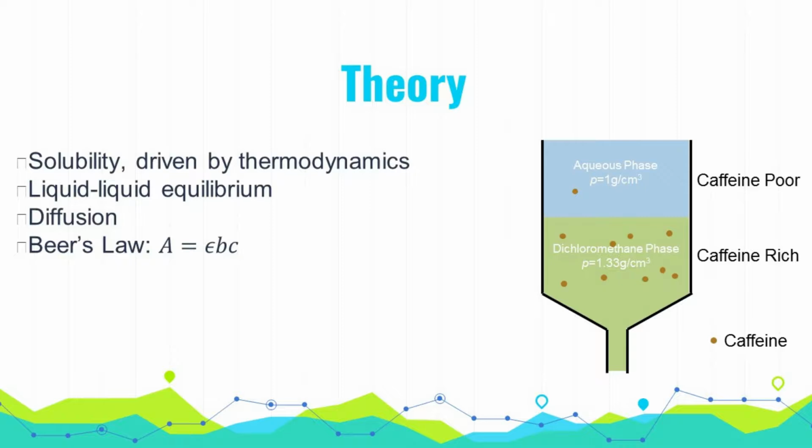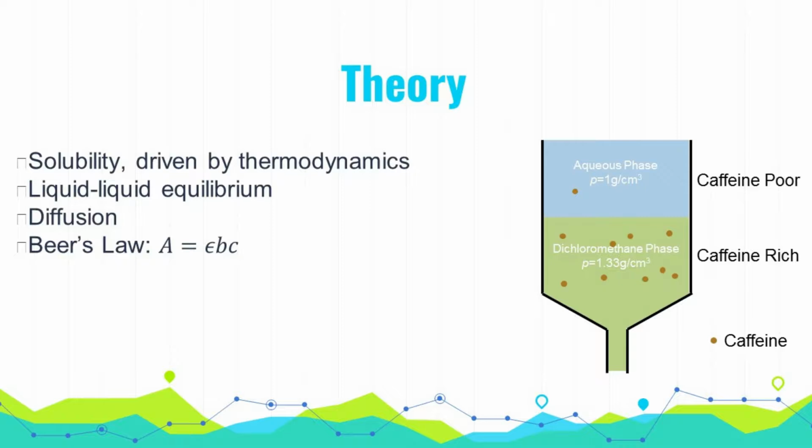There's a liquid-liquid equilibrium that forms between these two phases, as you can see on the right, a distinct aqueous phase on the top and a distinct dichloromethane phase on the bottom due to their differences in density. The aqueous phase is caffeine poor, while the dichloromethane phase is caffeine rich. There is a diffusion between the two boundaries as well.